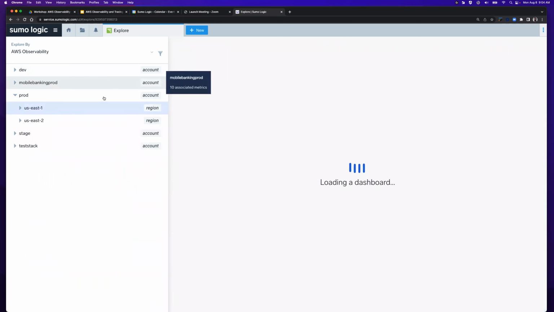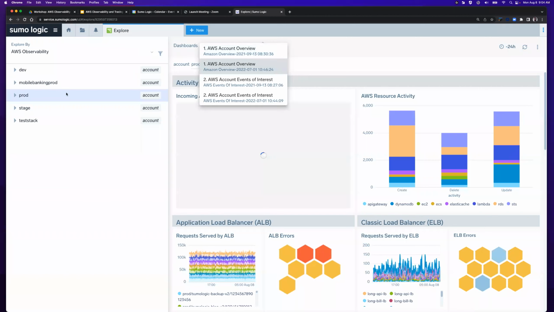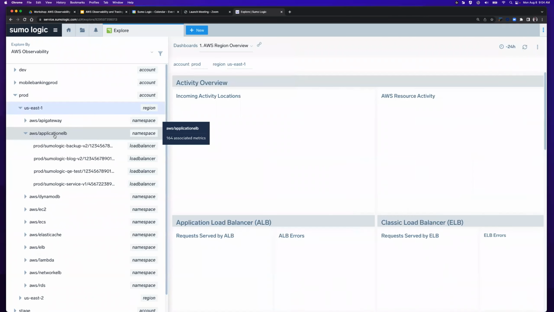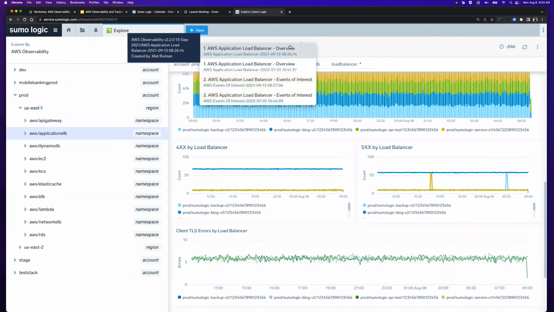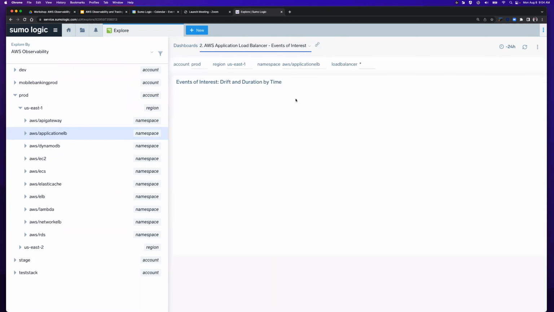If we go back to prod, actually, let me just go back to where I was to do all that. So if we go back to application ELB, we can go to these other dashboards. Now, what I'm going to select here is one of these other dashboards, the ones that have 2 events of interest. Shouldn't matter which one I pick. I picked the newer one, but it shouldn't matter.